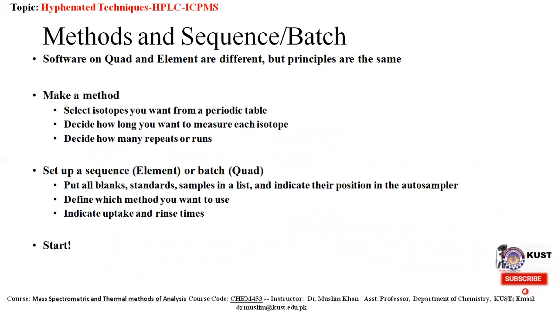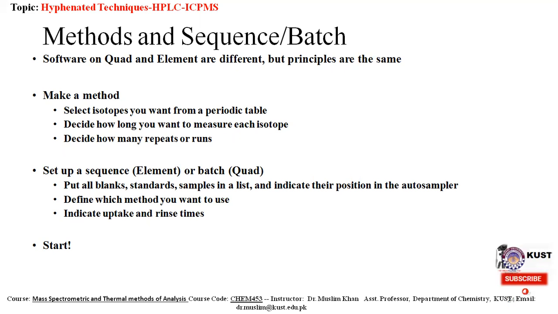So coming to the methods and sequence batch, software on a quad and Element are different, but principles are the same. First of all, when you are starting your experiment with HPLC ICPMS, make a method. Select the isotopes you want to know from the periodic table, which isotopes you want to use to perform your experiment, and then decide how long you want to measure each isotope. This is very important. And then decide how many repeats you want to do.